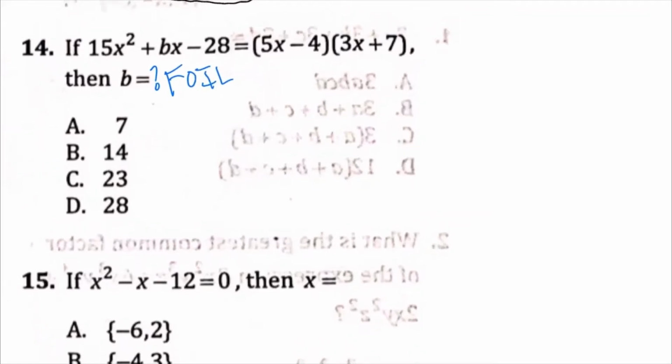All right, so let's read the problem. If 15x squared plus bx minus 28 equals 5x minus 4 times 3x plus 7, then b equals what? So what does b equal? In order for us to do this, we're going to have to FOIL. If you don't know what FOIL is, then we're going to find out right now. So the first thing we want to do here is multiply the first terms.